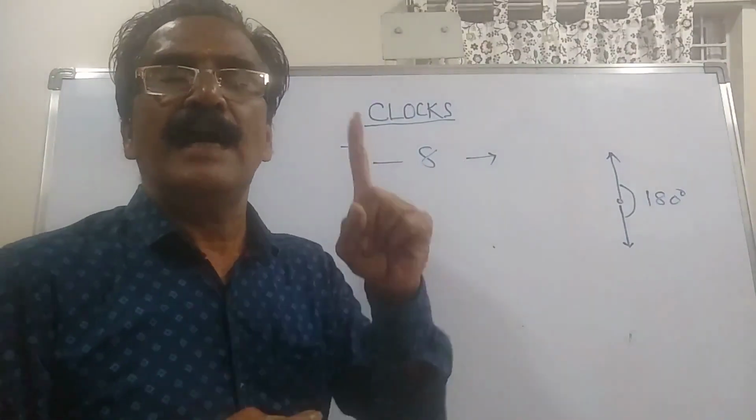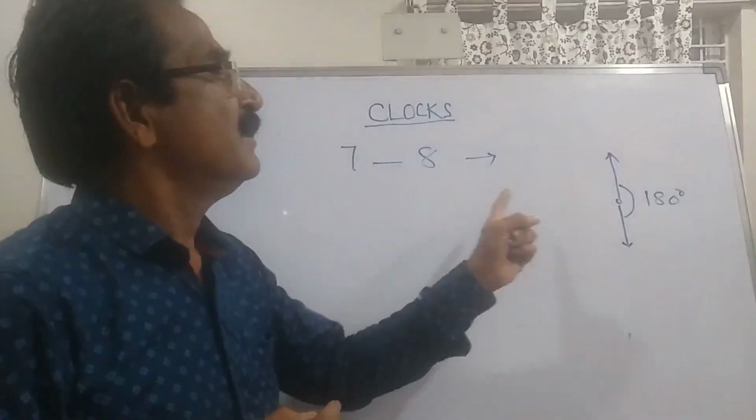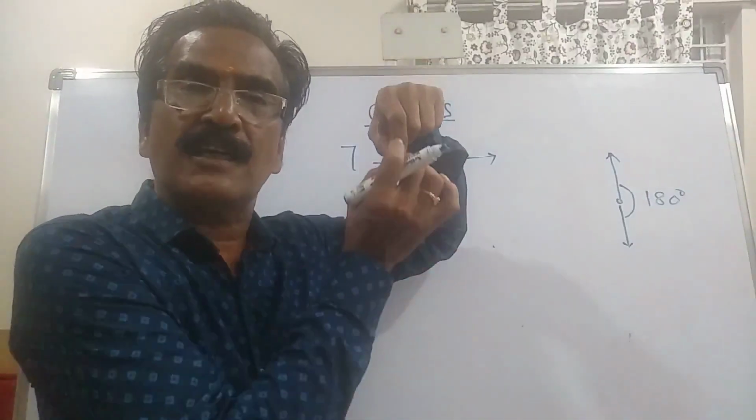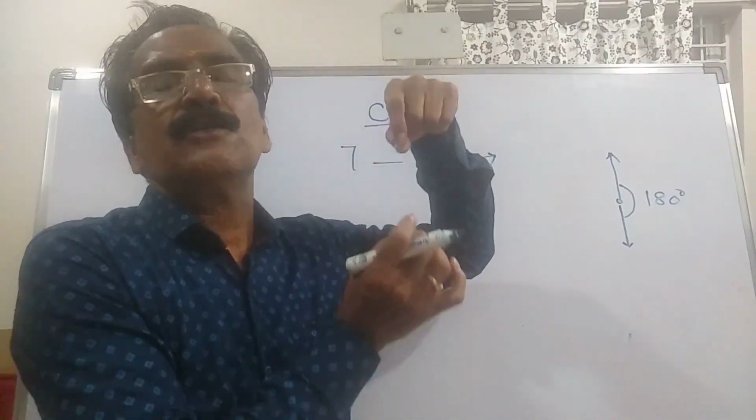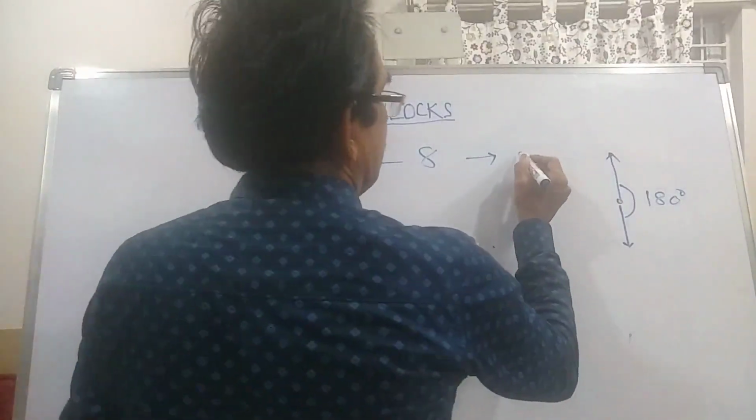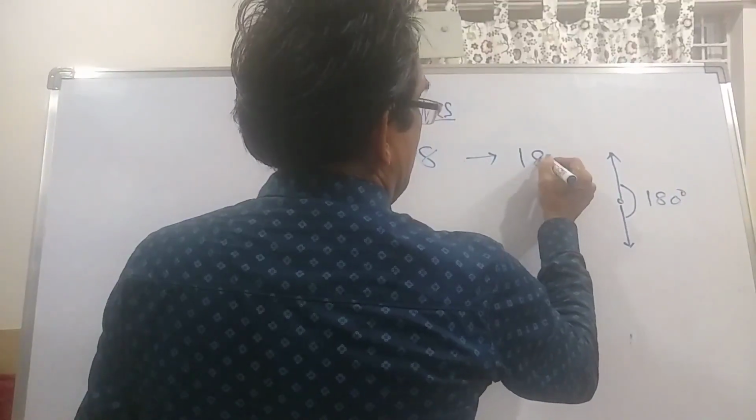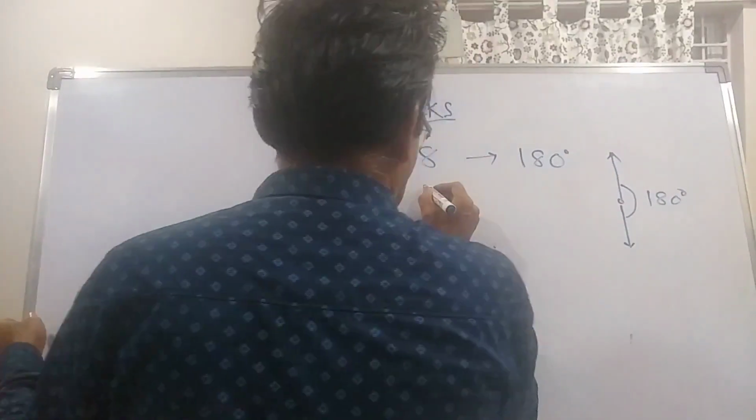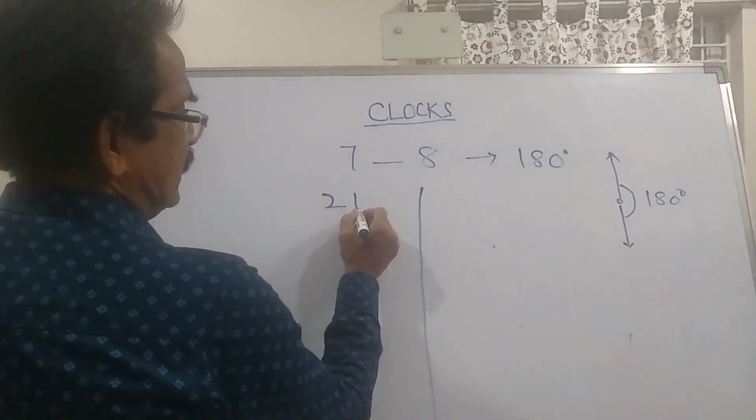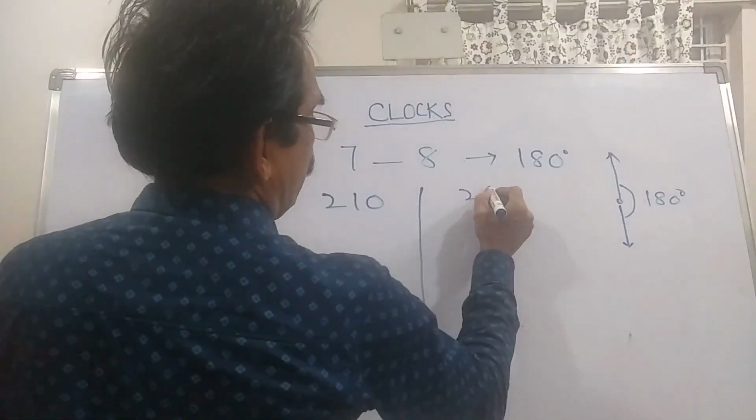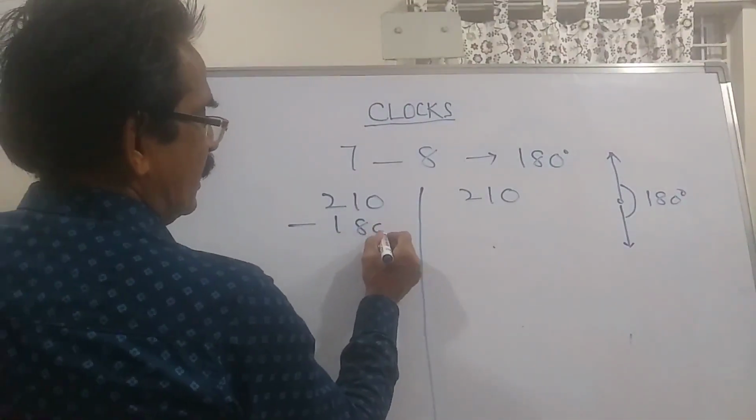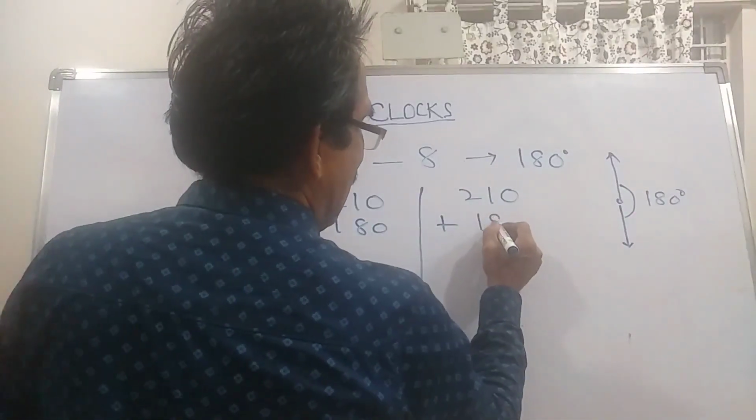Between 7 and 8, at what time will the hands come to a straight line position? Straight line position means the angle between the hands is 180 degrees. So here let us take 180 degrees and solve the problem as usual. At 7 o'clock, what is the angle between the hands? At 7:30 it is 210. Here also you put 210. One time you have to subtract and one time you have to add.